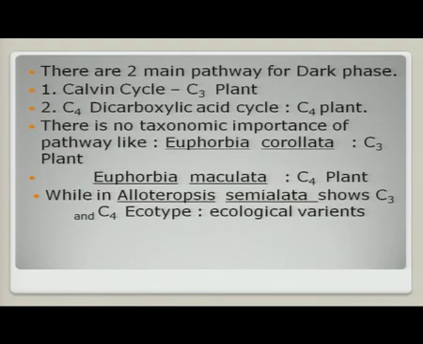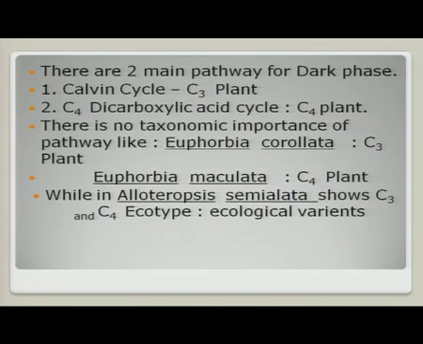Now, there are two main pathways of the dark reaction. The Calvin cycle takes place in C3 plants, because the first stable product is PGA, phosphoglyceric acid, so this is called the C3 cycle. The other important pathway which we have to discuss today is the C4 plant, also called the C4 cycle.